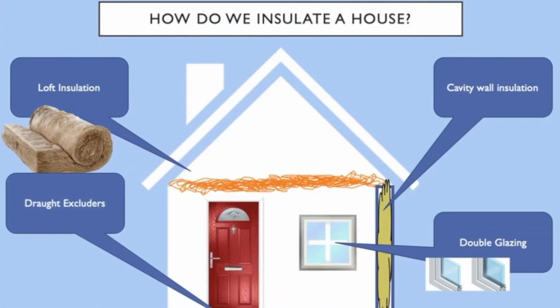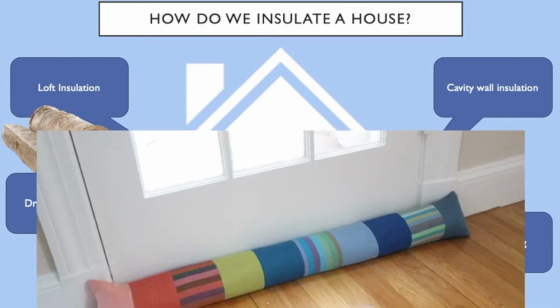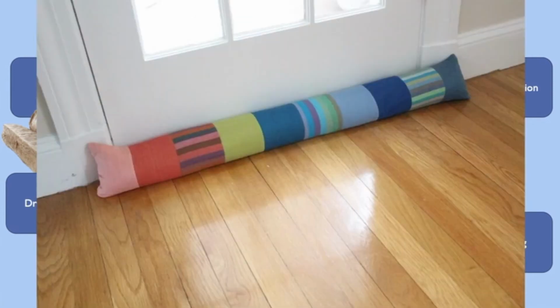Now, draft excluders. Draft excluders are a nice cheap option. You might have a draft excluder, which is basically a snake-shaped piece of material, stuffed with some kind of cushiony material. And that's really to stop drafts, which are basically convection currents, taking the heat energy out of the house.